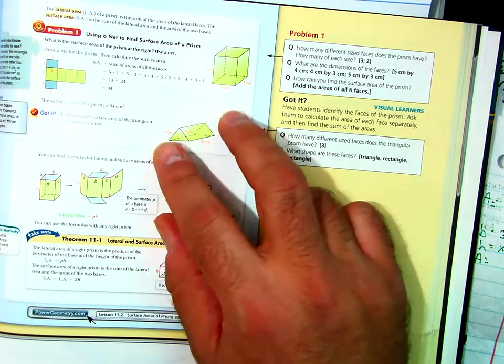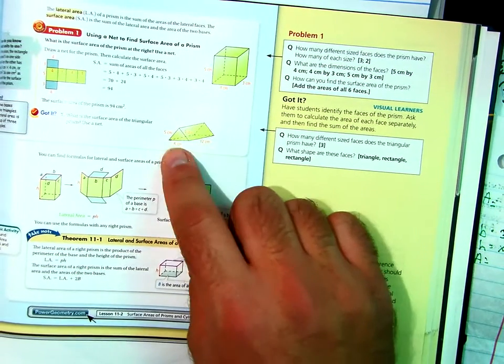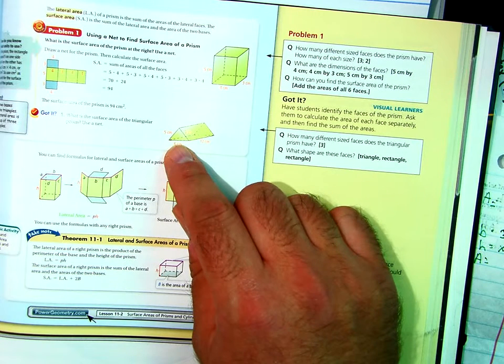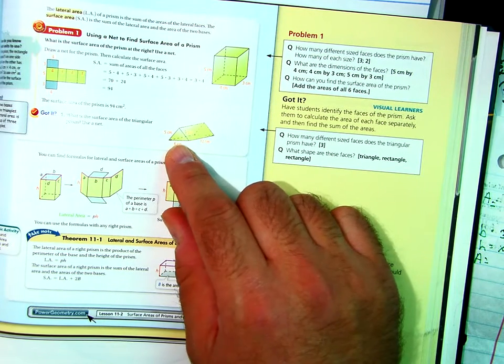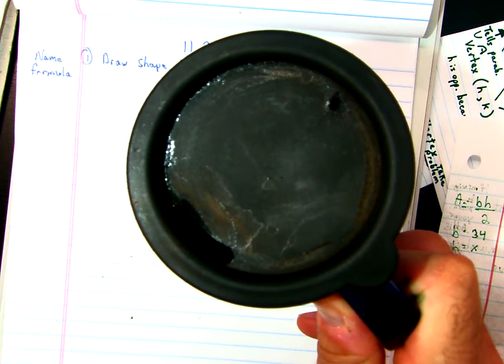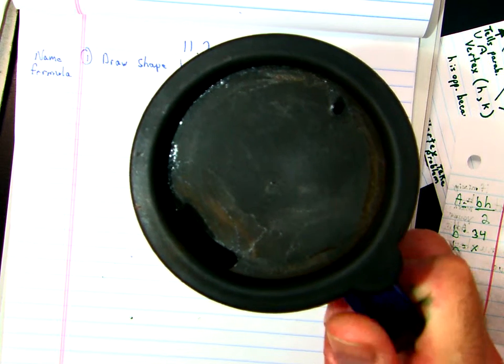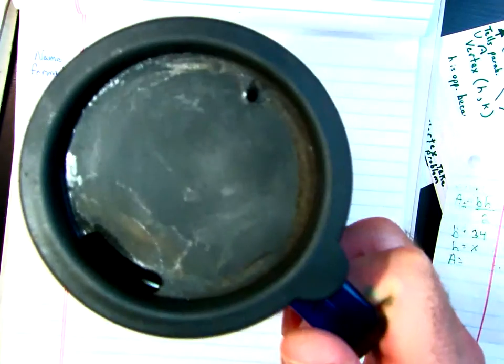The bases are parallel and they're congruent. So notice these two are triangles. That's a triangular prism, right? Because all of these are prisms and cylinders. When I look at my cup, what shape do you see other than the fact that it's dirty? You see a circle. This would be a cylinder because the base is a circle.